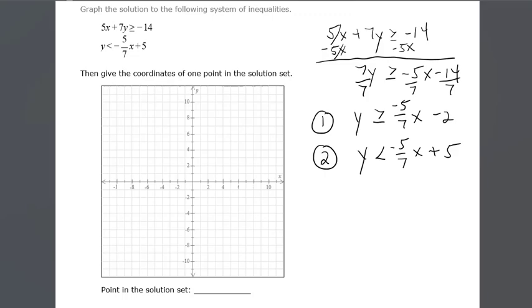So I'm going to start by graphing my first inequality. It has a y-intercept of negative 2, and the slope is negative 5 over 7. So from negative 2, I go down 5 and to the right 7. Now I use the correct type of line to connect. Since it's greater than or equal to, that means the points on the line are solutions.